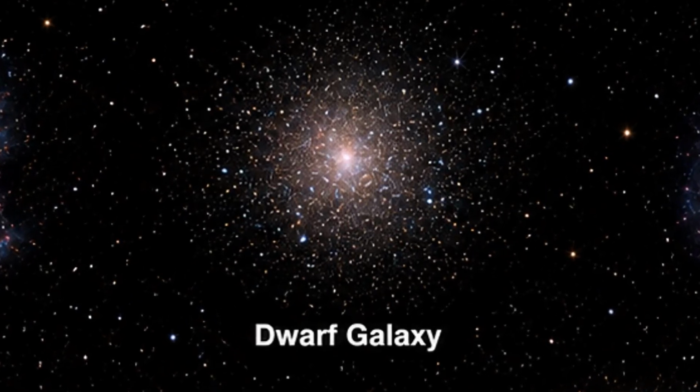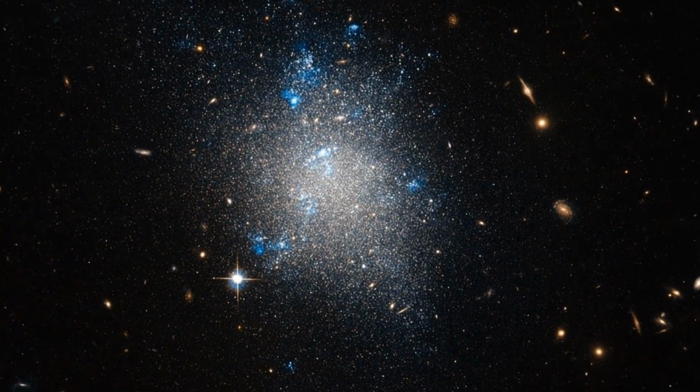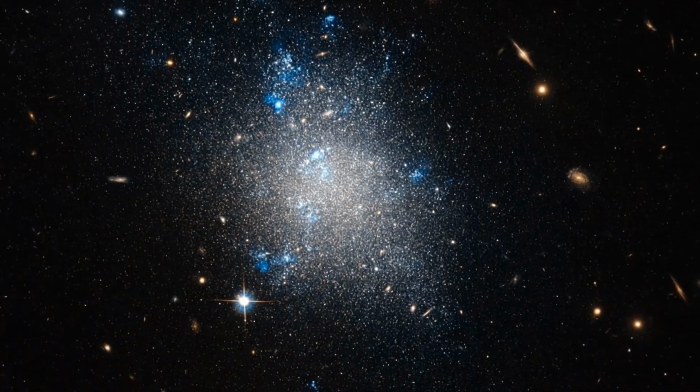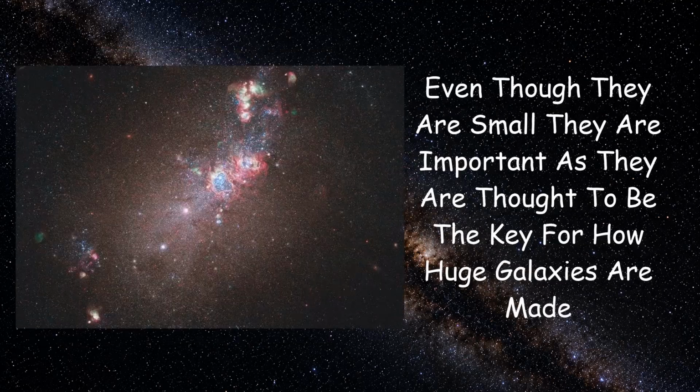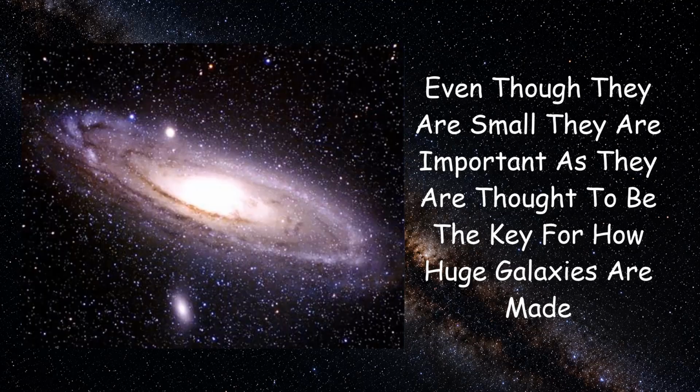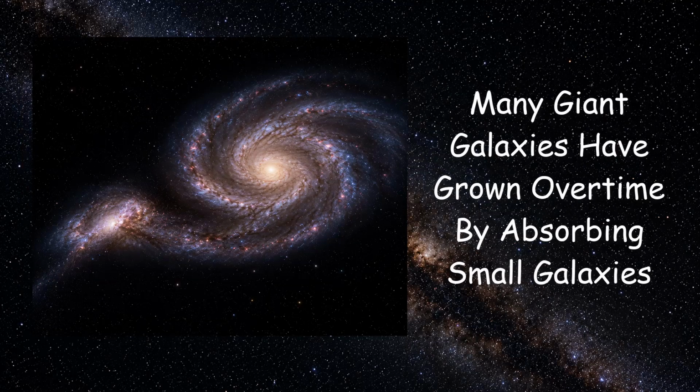Dwarf Galaxy. Dwarf galaxies are much smaller than giant galaxies like the Milky Way. Some contain only a few billion stars, while large galaxies can contain hundreds of billions. Despite their small size, dwarf galaxies are incredibly important because they are thought to be the building blocks of larger galaxies. Many giant galaxies have grown over time by absorbing smaller dwarf galaxies through gravity.